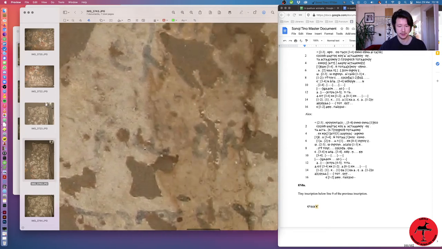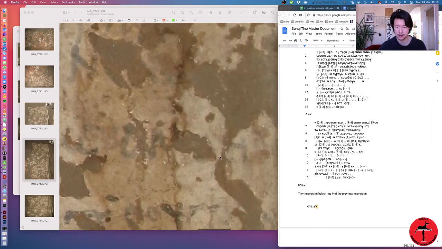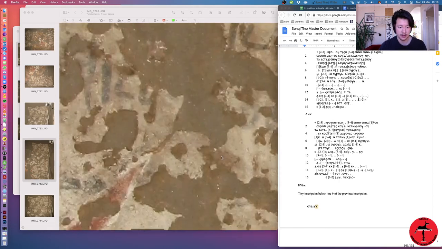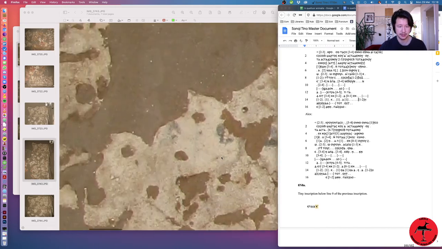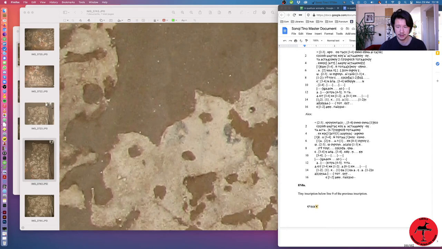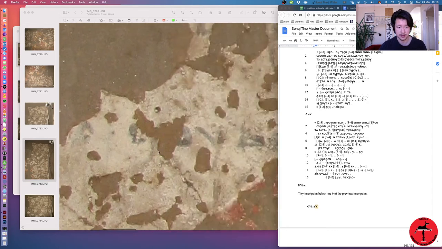All right, so just 1, 2, 3, 4, 5, 6 letters. I really cannot. 2, 3, 4, 5, 6. And then we have 1 or 2 here, and then this adds, yeah. Then this, a much smaller script. Suda.